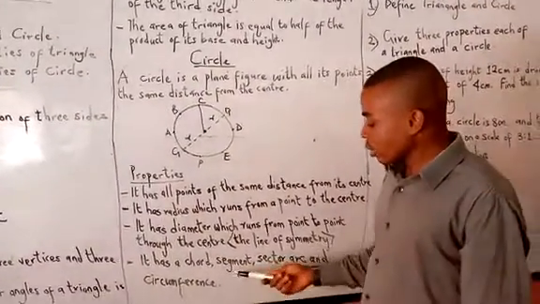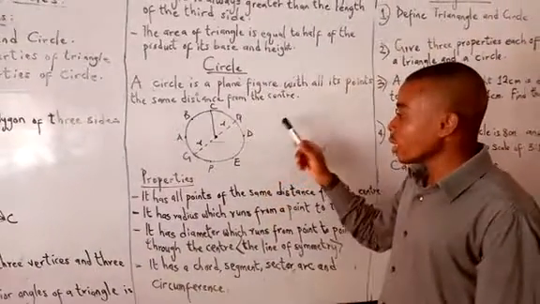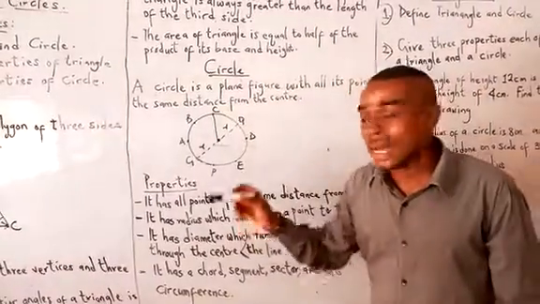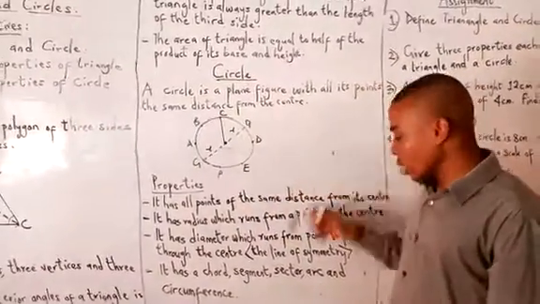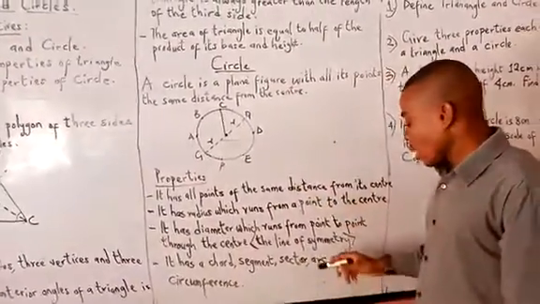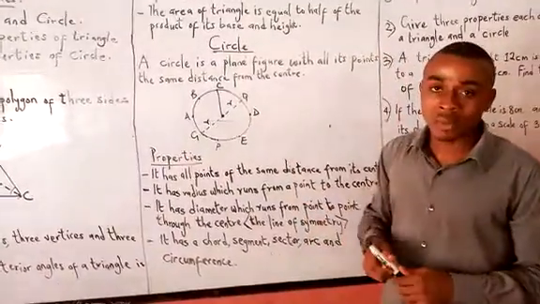Well, let's talk about the segment. The segment is a portion of the circle that is bounded by an arc and a chord. The sector is bounded by 2 radii and an arc, while the arc is a line that forms the circumference of the circle.